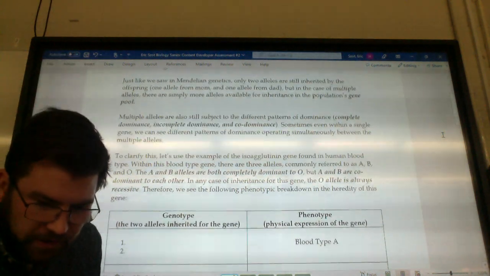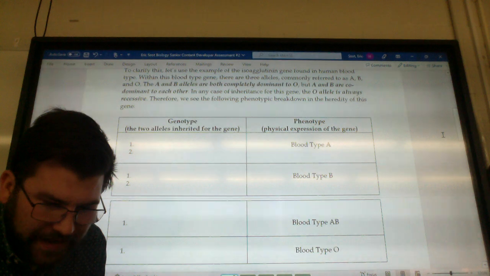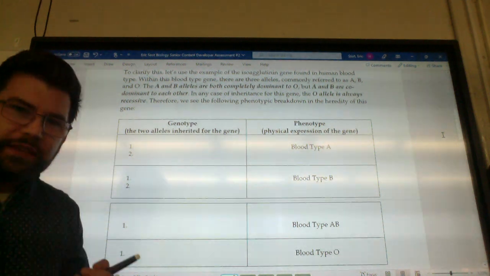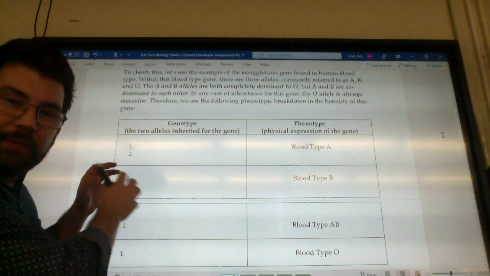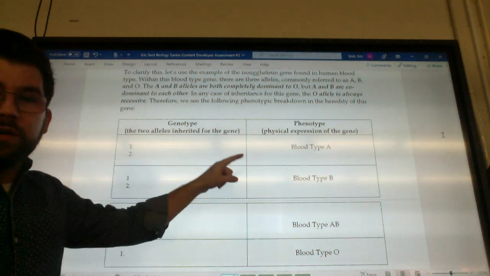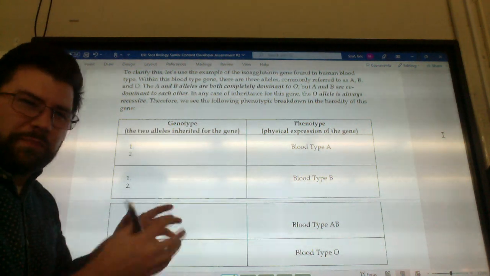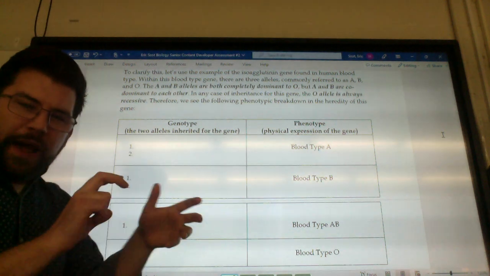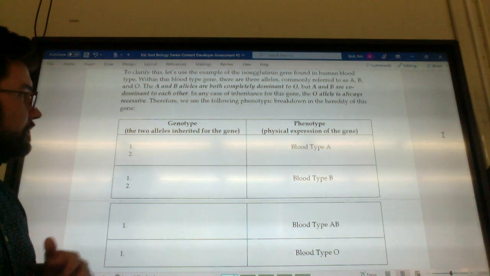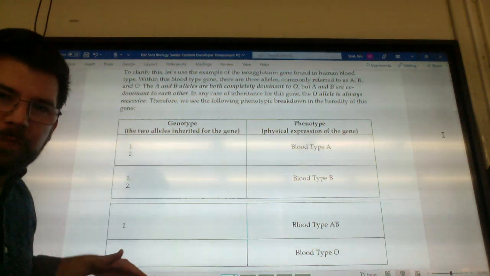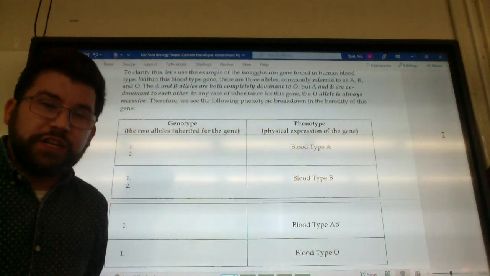Let's just move on here a bit. Look at this breakdown. So following these rules, we can start to get into, okay, what's our genotype combination that's going to give us the phenotype of the blood type itself, right? There's a couple possibilities based on these different patterns of dominance that are interacting between the different multiple alleles. So as you see here in this chart, we've got genotype going on the left-hand side, the two genes we're going to inherit, right?